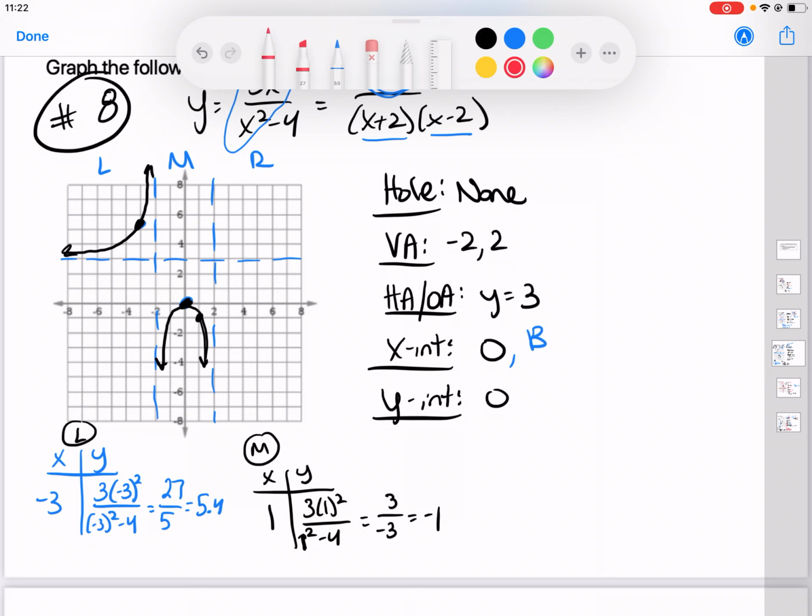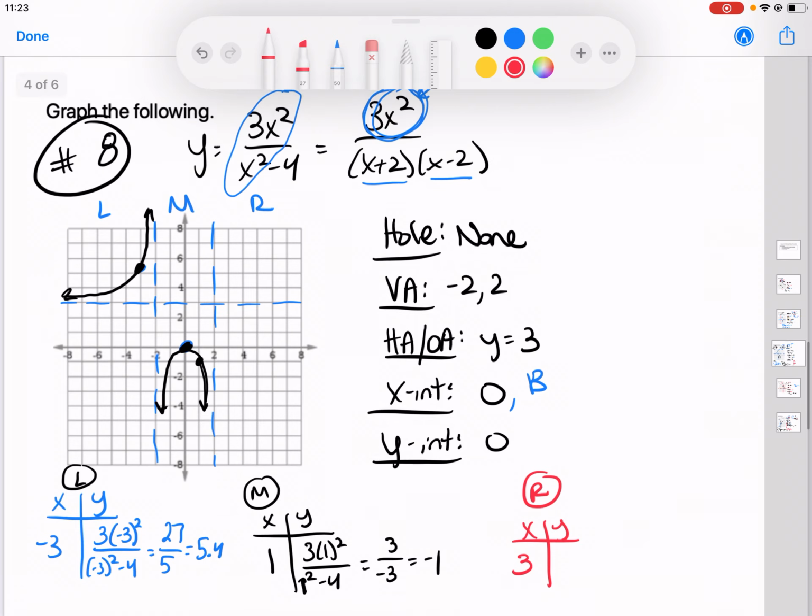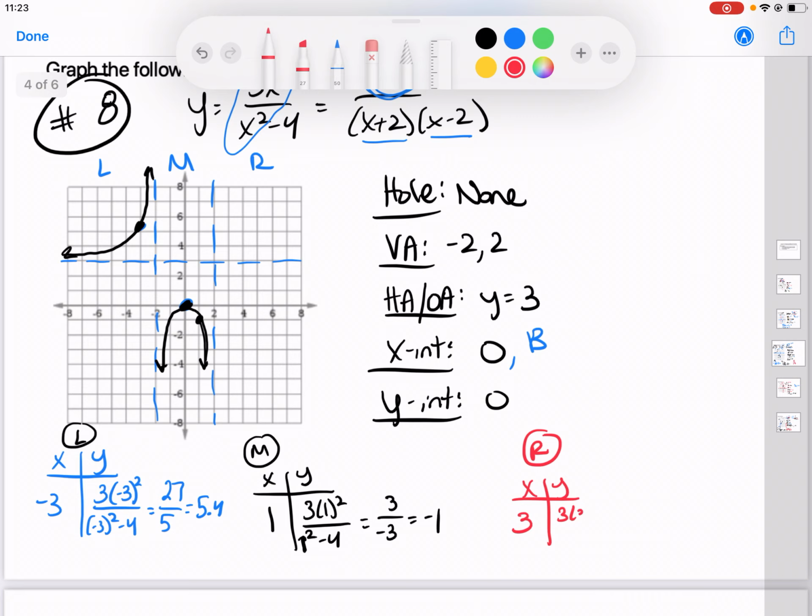Then let's do the right side. So on the right side, I'm going to pick an x value to the right, so I might pick 3. And we've got 3 times 3 squared over 3 squared minus 4. This is still going to give us 27 over 5, or 5.4. So that actually gives us the exact same values as before, which is nice. And we plot that and we draw our curve up on the top half. And that's it.